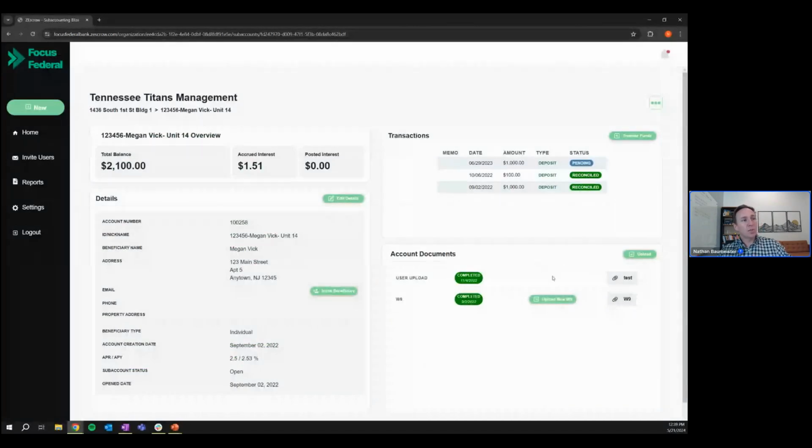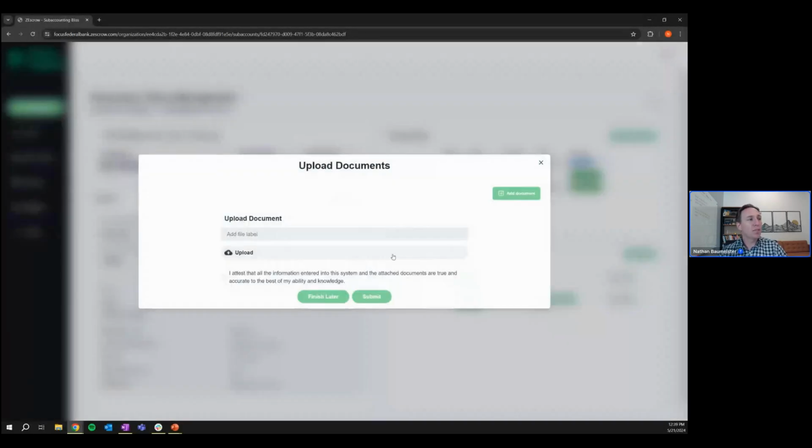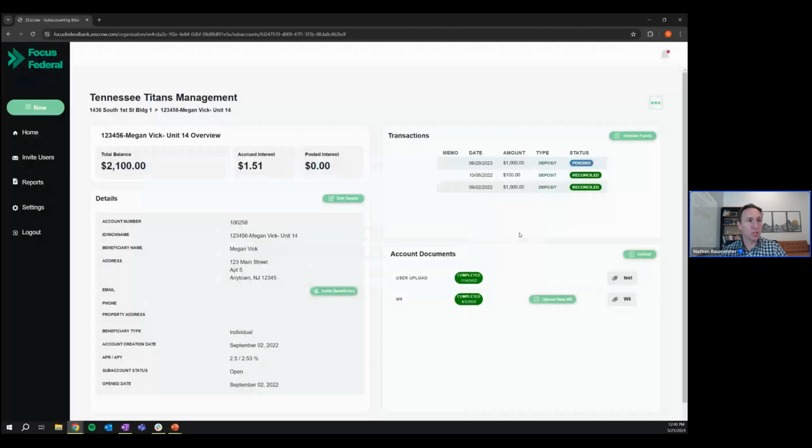We also have an account documents section. The W-9 is available here. However, they do have the ability to upload additional documents that might need to be associated with these accounts. In some cases, like for 1031, it might be the exchange agreement. For a security deposit, maybe it's an itemized deduction form. For a law firm, maybe it's the instructions that they need to follow before releasing funds for their particular custodial trust account, right? A lot of different options from there.